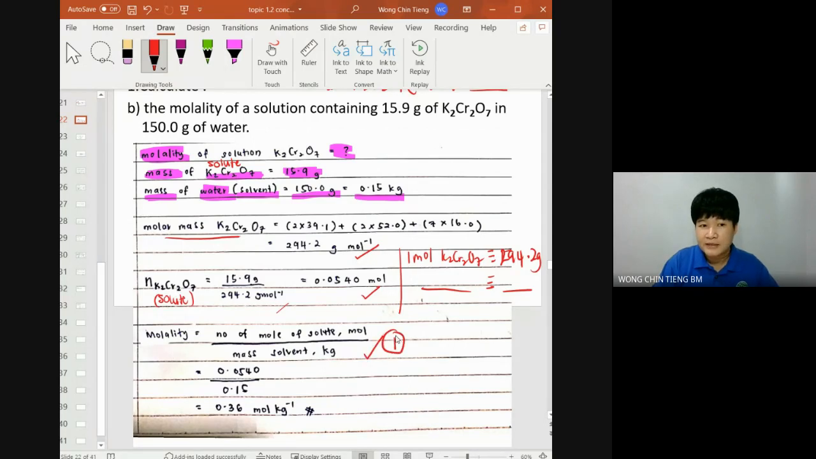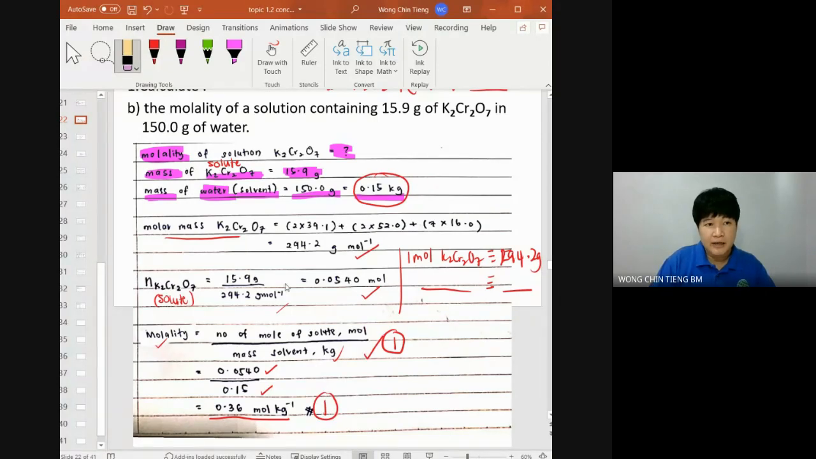Free, tak buat apa lagi. Number of moles solute in mole, mass of solvent in kg. Mass of solvent dah bagi dah sayang. 0.15 masukkan. Number of mole yang kamu kira sedikit. You have your final answer 0.36 mole per kg molarity. 1 mark. Free. Okay, so markah duduk kat mana?